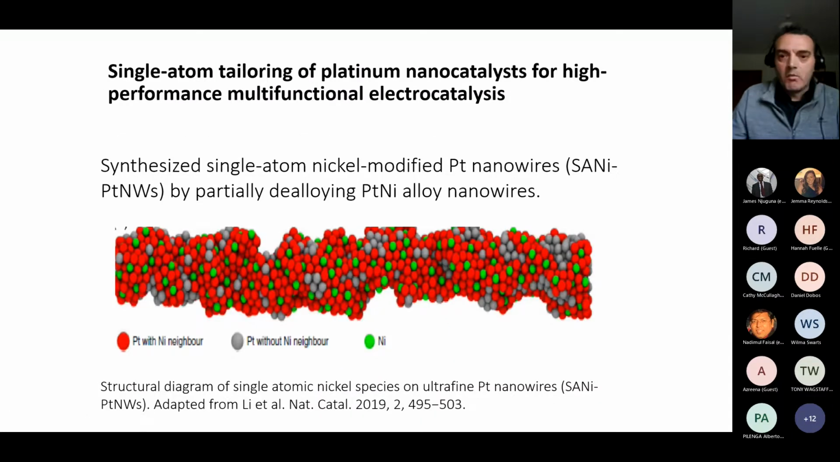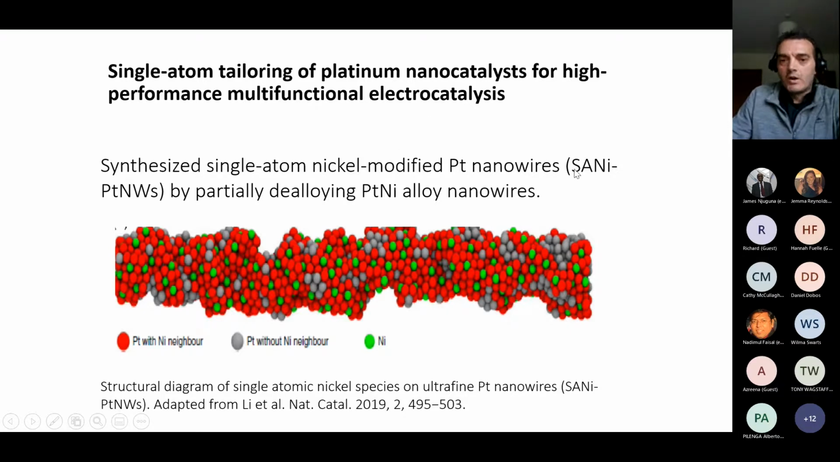The other one that we're going to be looking at is again with platinum. But again, as we said earlier on, downsizing is a key thing. So here is another system using a nanowire, downsizing the platinum in order to increase the absorption-desorption active sites. Here there is a single atom tailoring of platinum nanocatalyst for hydrogen performance multifunctional electrocatalysis.